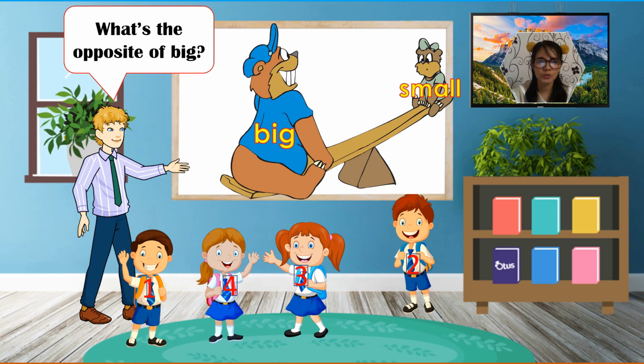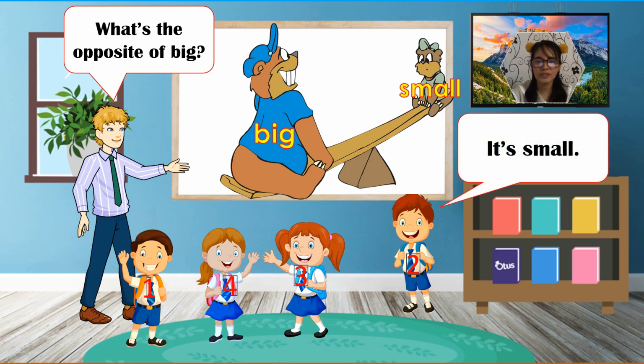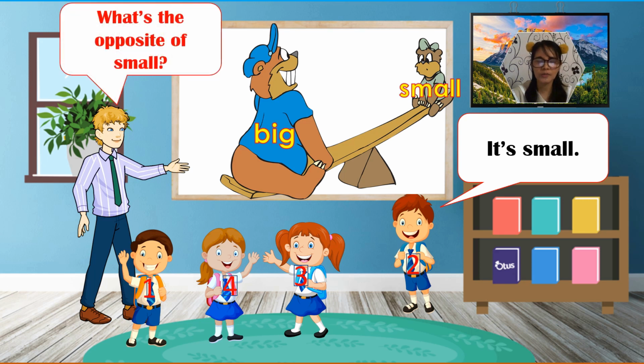Student number two, what's the opposite of big? It's small. What's the opposite of small? It's big. Now it's your turn, kids. What's the opposite of big? It's small. Very good. What's the opposite of small? It's big. Very good.